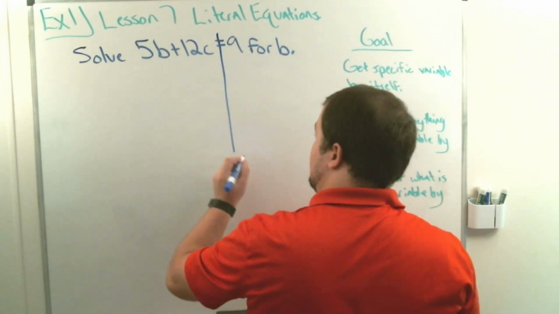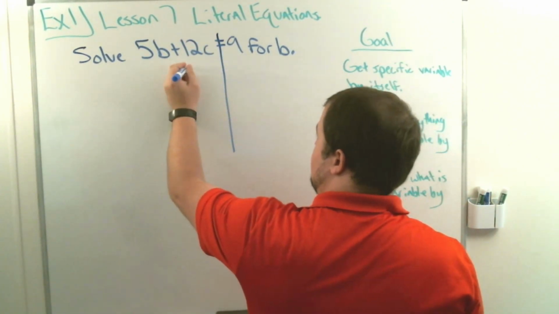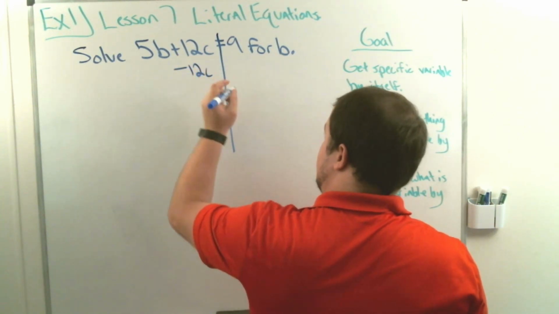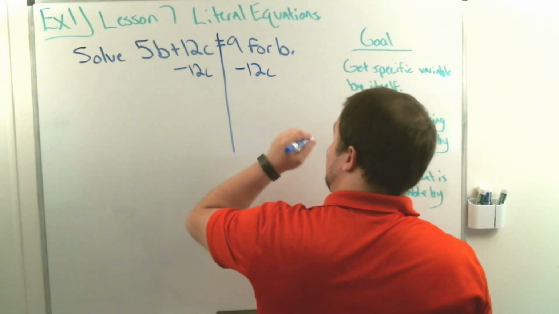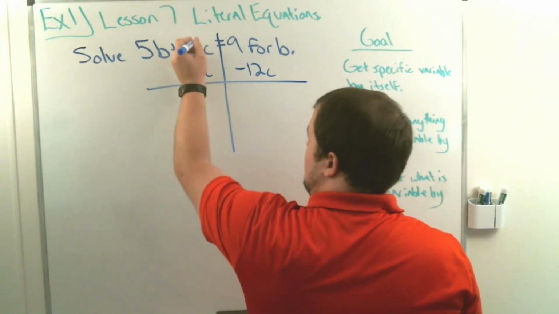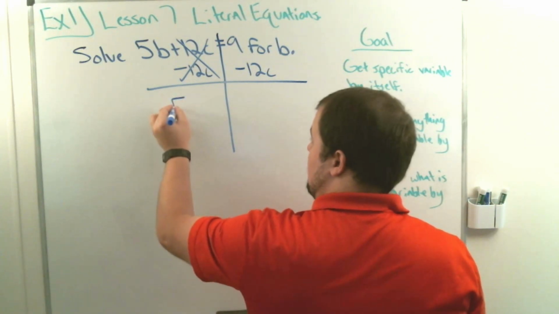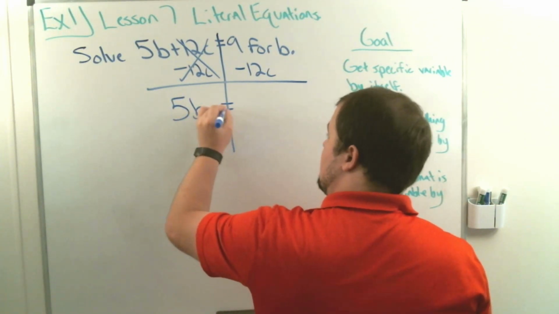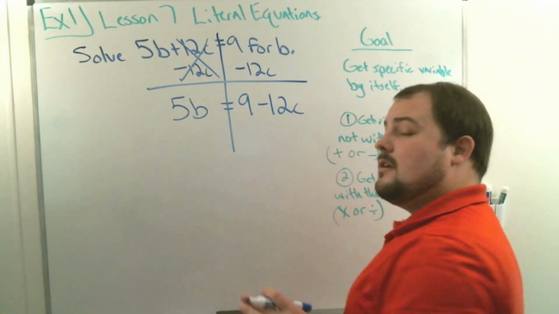And we're going to get rid of that number by either adding it or subtracting it. So I'm going to draw a line through my equal sign. And if I want to get rid of plus 12c, I'm going to subtract 12c. And if I subtract 12c on one side, I have to subtract 12c on the other. 12c's minus 12c's are no c's. We now have 5b equals 9 minus 12c.